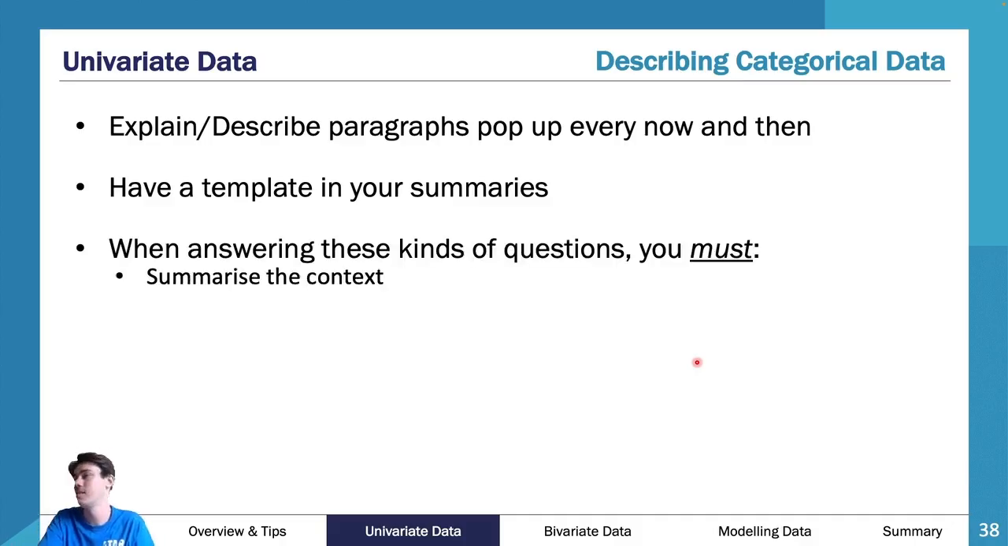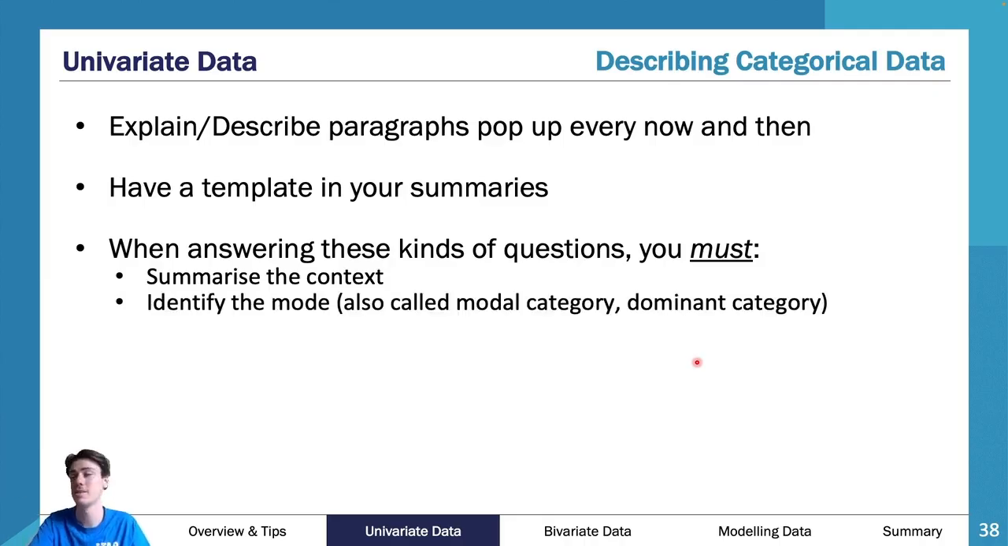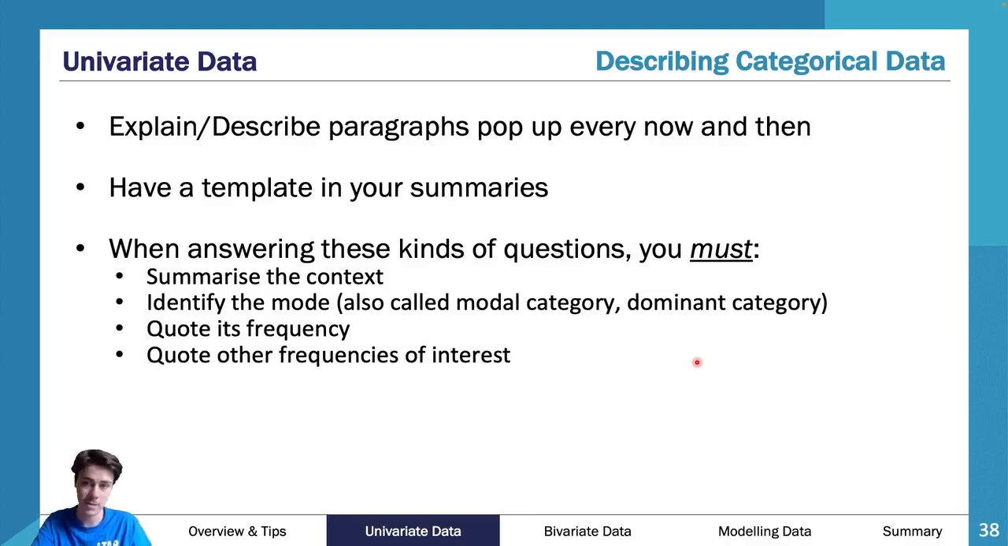So you must essentially summarize the context of the data. That's always the first thing that I think you should do. You should always summarize what is going on in your data. So give some context. What is it? What are we actually measuring? Or what are we counting? What are we taking the frequency of? What's going on? So obviously you won't be measuring and counting to use categorical, but nonetheless, you're saying, all right, I'm getting the frequency of the type of pets people have in my class. You want to identify the mode, so usually what's the most dominant category, and then quote its frequency, and then quote other frequencies of interest.